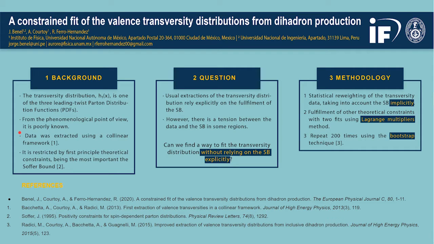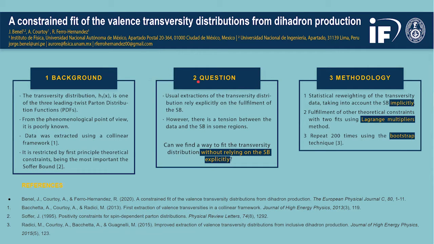Our data was extracted using a collinear framework, combining data from Hermes and Compass experiments on polarized semi-inclusive DIS, together with data from Belle experiment on positron-electron annihilations. And theoretically, this PDF has some first principle constraints that let us know how it should behave, where the most important is the positivity bound known as the Soffer bound, or SB.